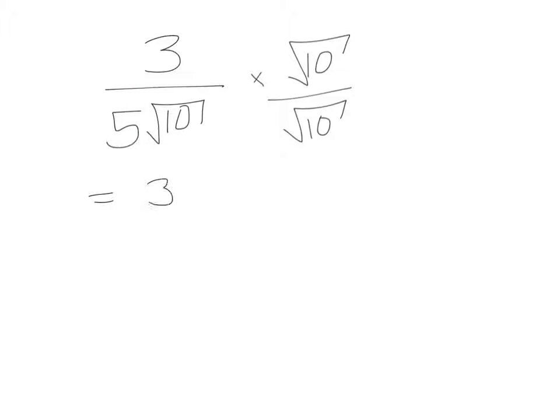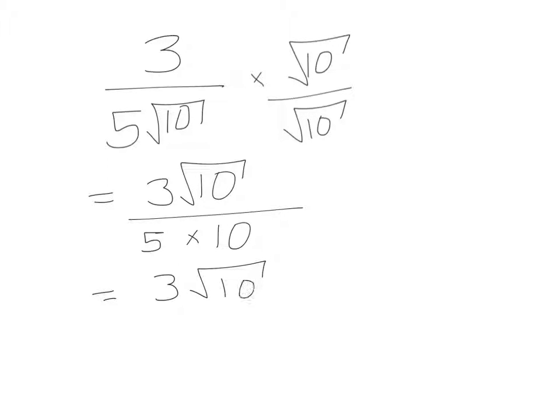So at the top, I'm going to get 3 root 10. Then at the bottom, I'm going to have 5. And then I've got root 10 times root 10. So I'm going to have times 10. And then simplifying that, I'm going to get 3 root 10 over 50. And I can't simplify that any further. Okay, I now have a rational number as my denominator. Okay, so I just carried this 5 down. Root 10 times root 10 was 10. I had 5 lots of it, so I wrote it as 5 times 10, which was 50.